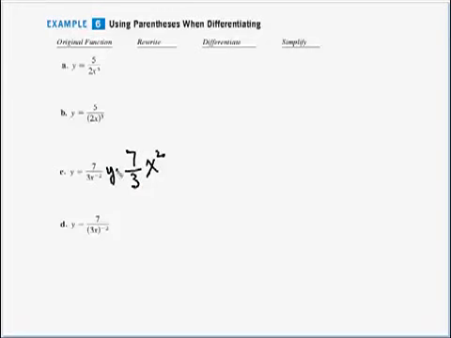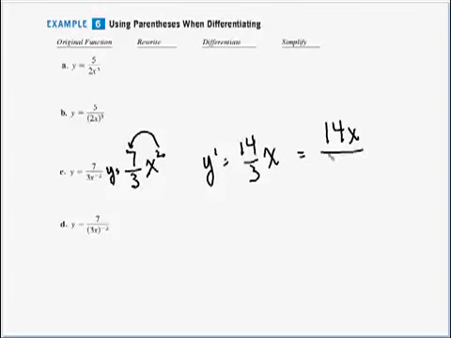And that's our y equals. And then we derive it. Y prime equals, well, the 2 comes down and multiplies. 2 times 7/3 is 14/3. And then we drop that power by 1, x to the first power, or just plain old x. And again, if you want to put that x exclusively in the numerator, 14x over 3, I'd take that also.